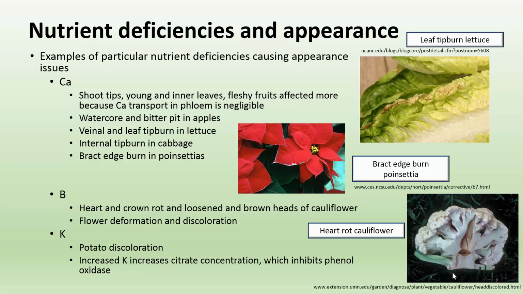Boron deficiency can cause heart and crown rot, as shown in the picture, and loosened and brown heads of cauliflower. It can also cause flower deformation and discoloration. Potassium deficiency can cause potato discoloration as increased potassium increases citrate concentration, which in turn inhibits phenol oxidase, one of the causal factors of discoloration.